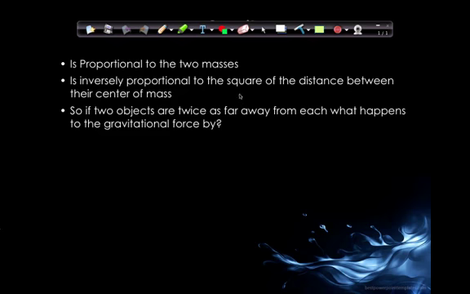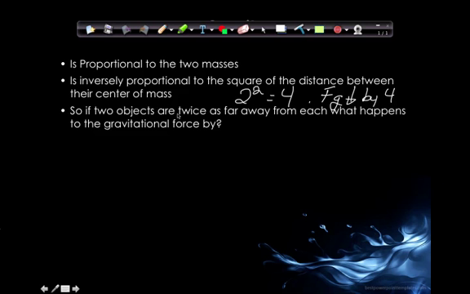So what you will do is take that number and square it. The distance increased by 2 times, so we square that number and get 4. That means your force of gravity will decrease by a factor of 4.